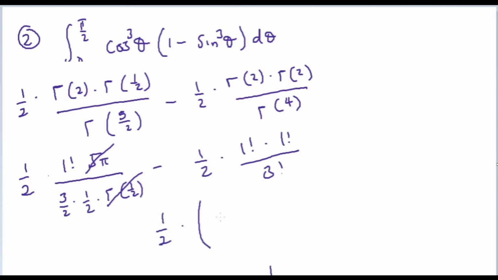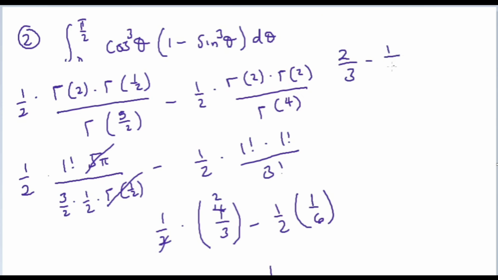times 4 over 3, because that's the reciprocal, minus 1 over 2 times 1 over 6. Do you get that now? So these 2 here, 2 here is 2, that's 2 over 3 minus 1 over 12. So the LCM here is 12. So 3 in 12 is 4. 4 times 2 is 8. 8 minus 1. And that's exactly 7 over 12.